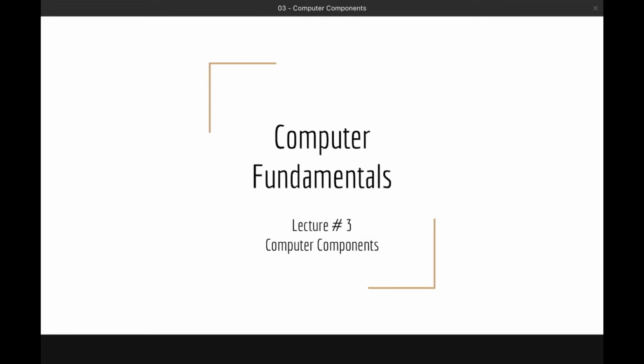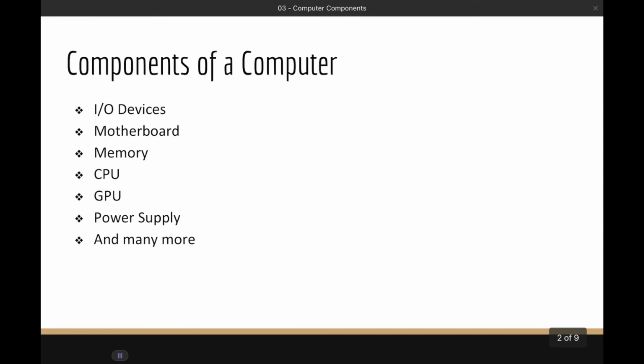In this lecture, we will take a look at some of the components that you can expect to find in a typical computer. These are basically some of the components that are commonly found in a computer, but obviously there are many more components out there. So the goal for this lecture is to familiarize yourselves with some of the common ones, such as CPU, GPU, memory, motherboard, etc.